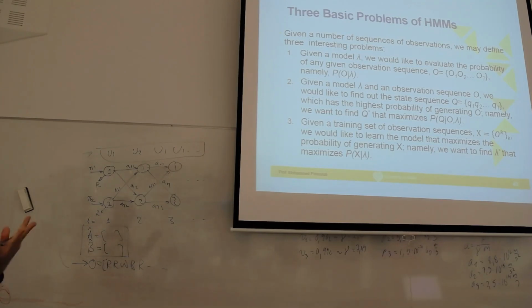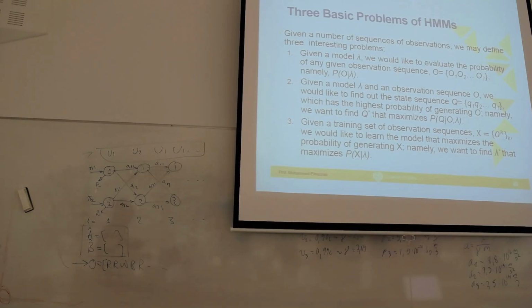We have 3 different problems in hidden Markov models. The first is that you have the model parameters, and you would like to evaluate the probability of a certain observation sequence. So we are looking for the probability of having a certain observation based on the model. This is the first problem that we have.